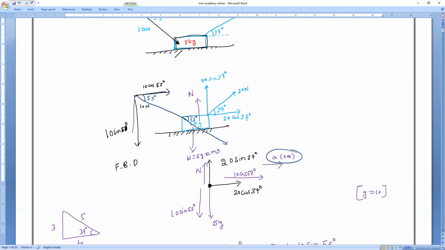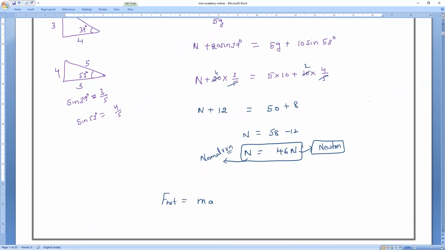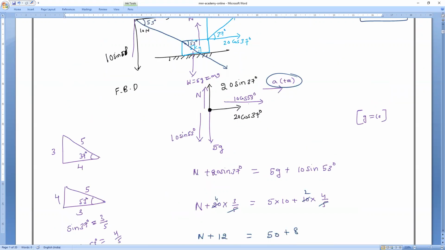Net acceleration, so the force is exerting in this direction. Yesterday we did the question: F cos theta is equal to MA. In the same way, because it is an inclined surface, F cos theta is equal to MA. We have done it yesterday, right? Now F net is equal to MA. So what are the forces acting in the same direction as acceleration? 20 cos 37 is acting and 10 cos 53 is acting, which is equal to MA. Am I right or wrong? Fastly, everybody.